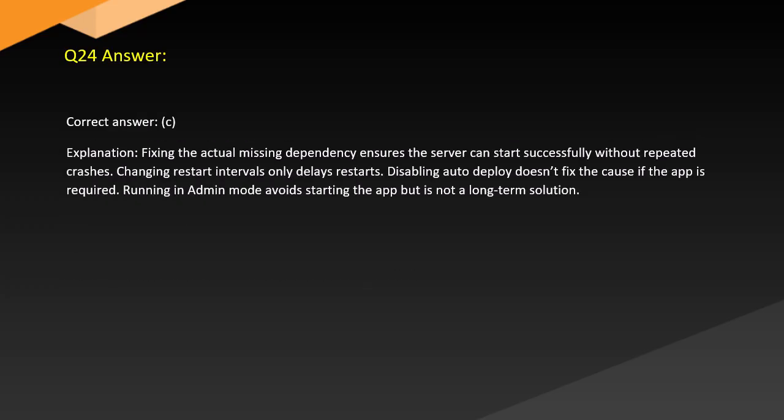Answer. Correct answer: C. Explanation. Fixing the actual missing dependency ensures the server can start successfully without repeated crashes. Changing restart intervals only delays restarts. Disabling auto-deploy doesn't fix the cause if the app is required. Running in admin mode avoids starting the app but is not a long-term solution.